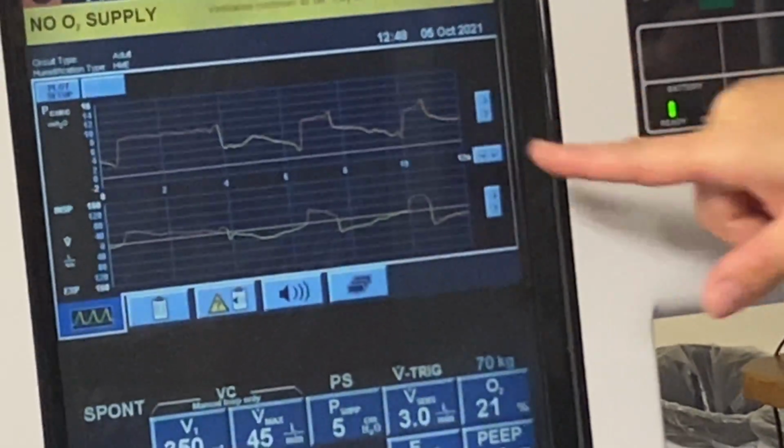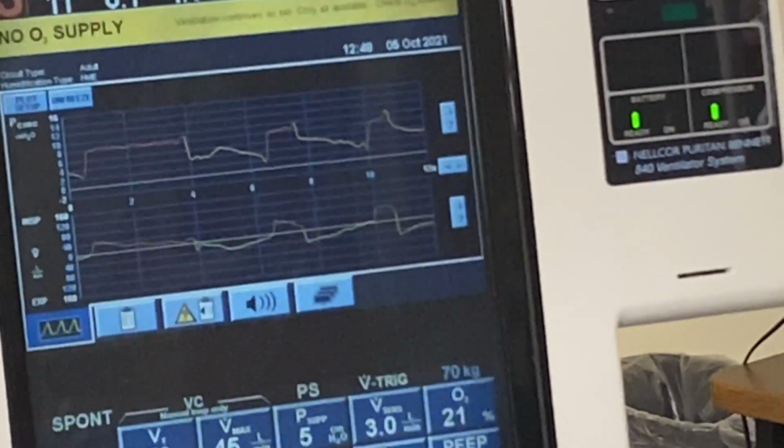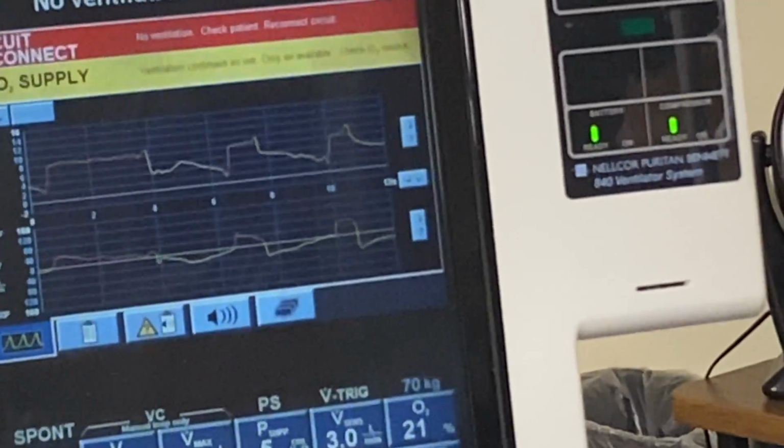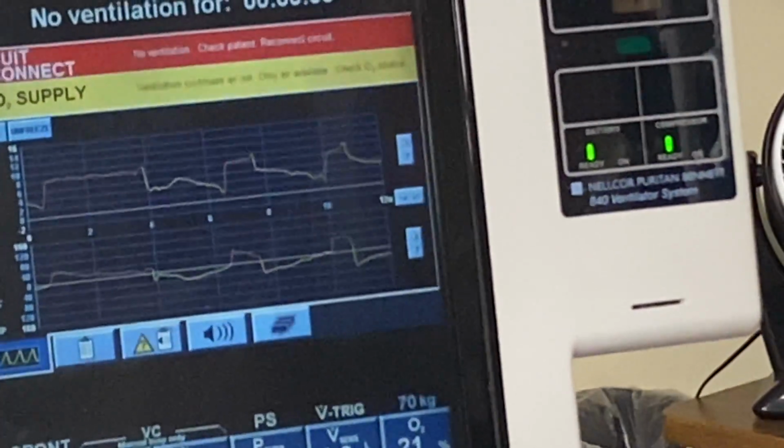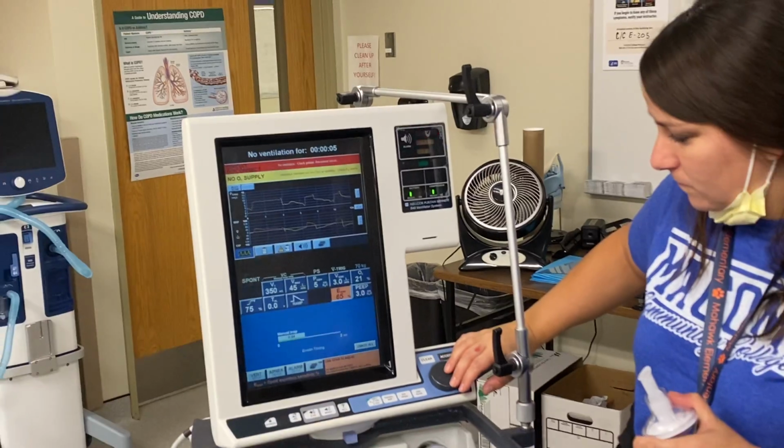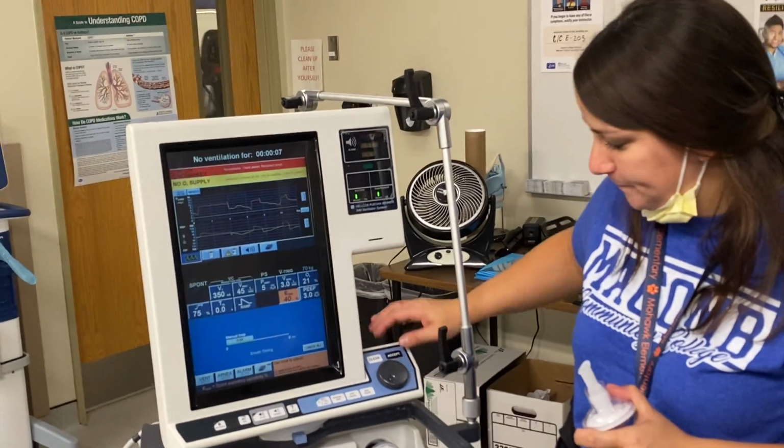That spike means the patient's trying to end the breath. So that means that our e-sense is set too low. Let's go to half.